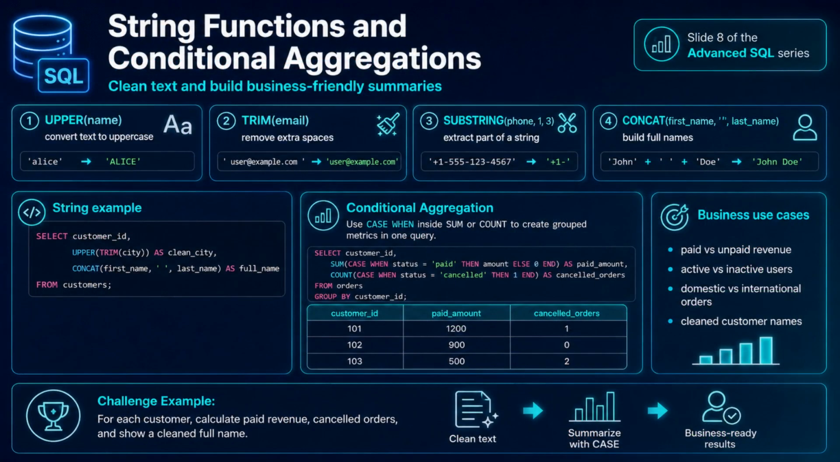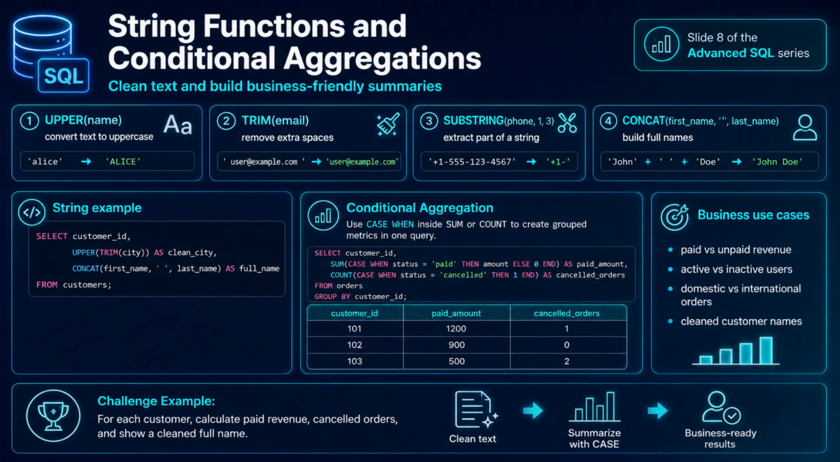Now let us cover string functions and conditional aggregations. String functions help us clean text. In real data, customer names, emails, cities, and phone numbers are often messy. Upper converts text to uppercase. For example, alice becomes ALICE.